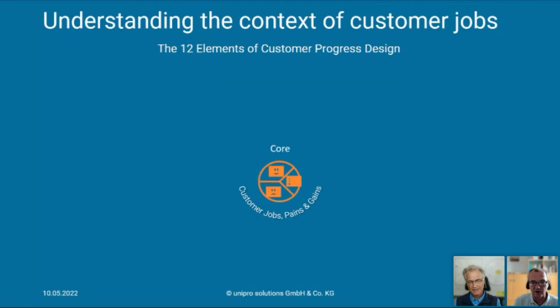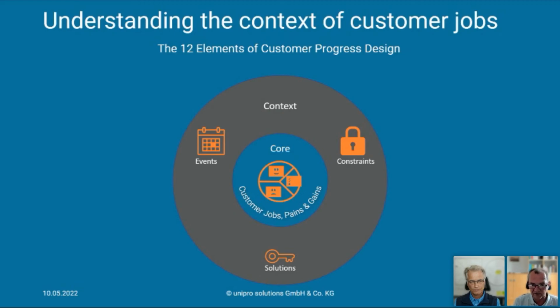So at the core, we use customer jobs, pains, and gains. These are three of the items we are looking for. And then we said, okay, we need some context. And context could be anything. The wall is blue, the wall is green, the wall is gray. Really doesn't matter. So there could be a gazillion scenarios and situations. Say, well, how do you harness that complexity of data? And we said, okay, we look at three things.